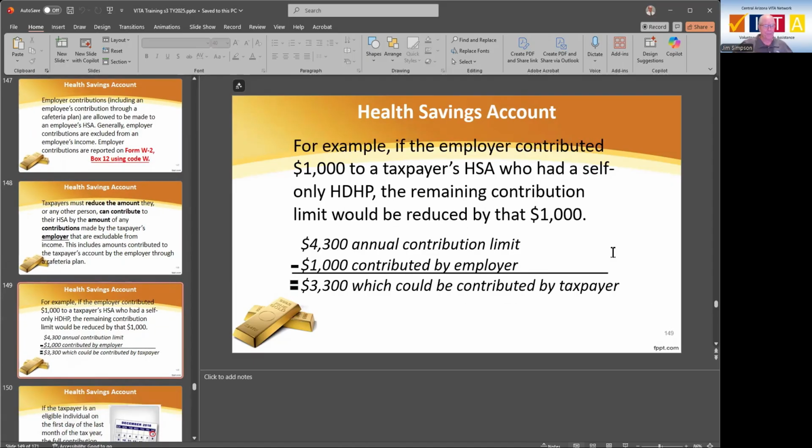So here's an example of that. You have a $4,300 annual contribution limit. The employer contributes $1,000. That means there's $3,300 which could be contributed by you or Aunt Jenny or anybody else.